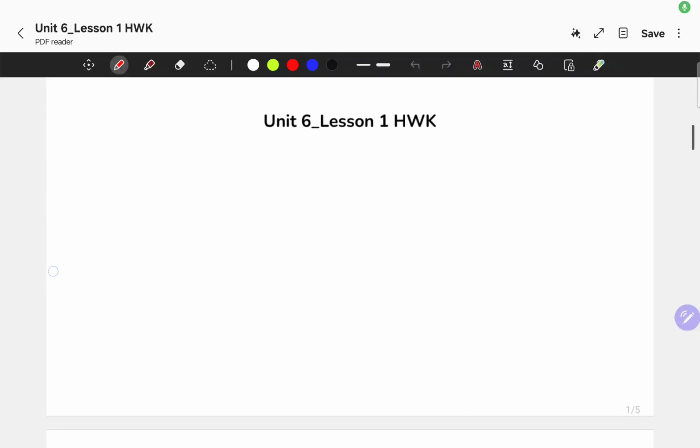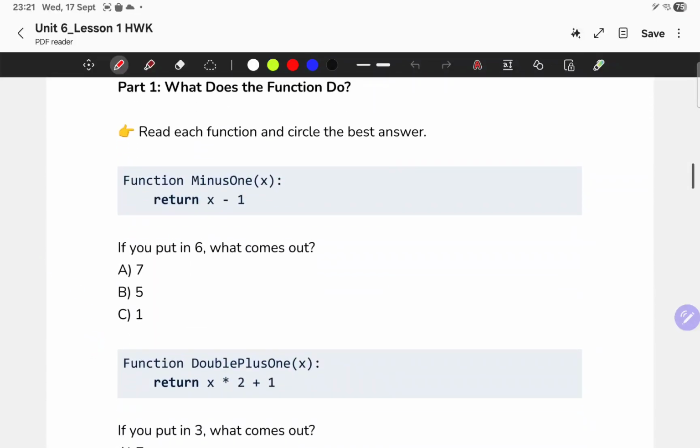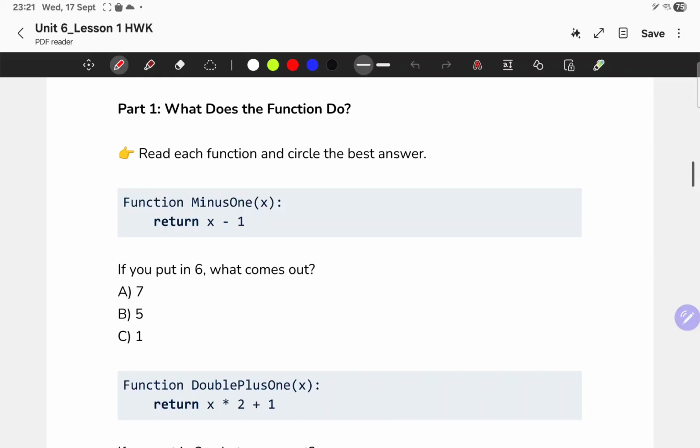So this is Unit 6, Lesson 1 homework, and we're going to go through some of these answers together so that you can understand what to do. Now, if you take a look at this, what does the function do? This should be fairly easy. It says it right here, minus 1, right?